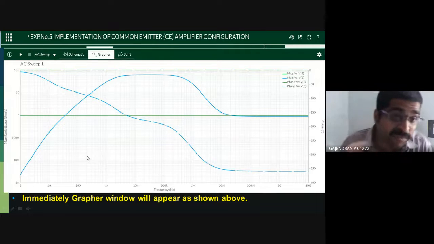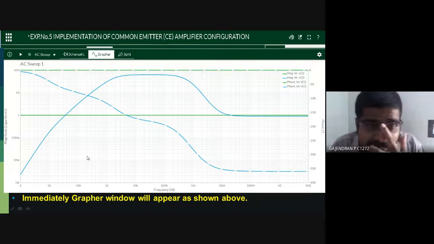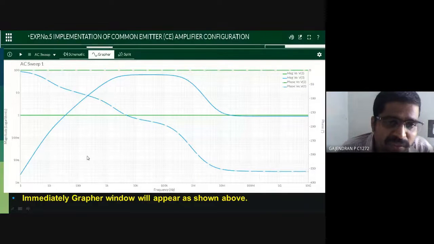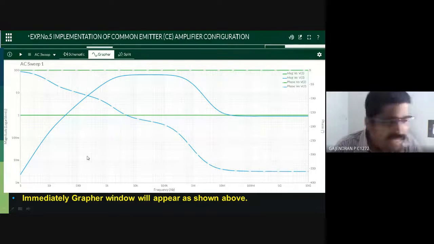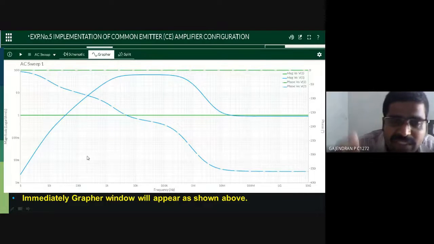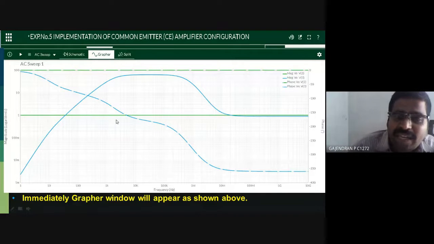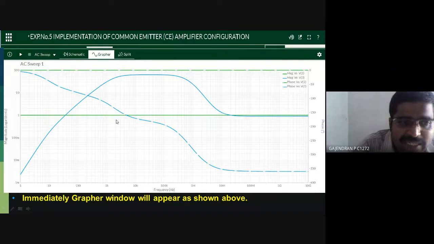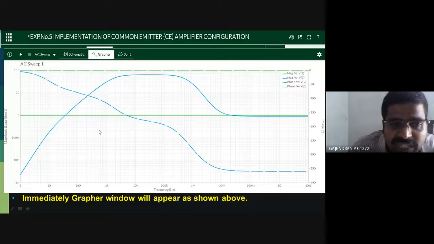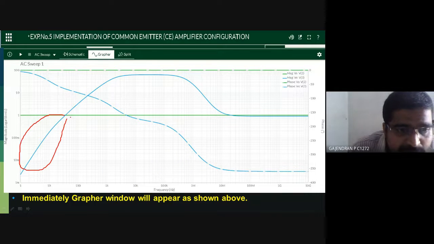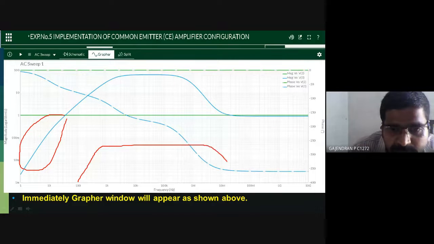Is anyone getting the same kind of waveform from your side? Has anyone got this same reading and this same kind of waveform? Yes, sir. It does not look like the actual waveform we have studied. Am I correct? In our studied waveform, we don't have the negative portion. It starts from zero and then the waveform goes like this. Am I correct, sir?